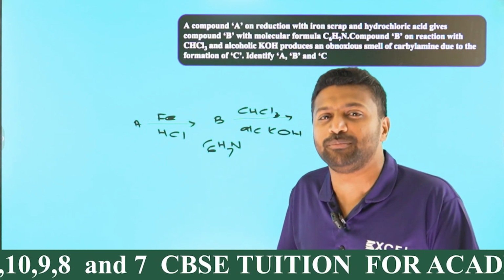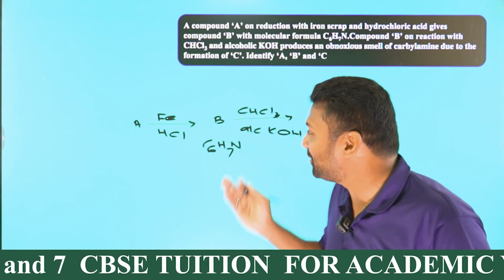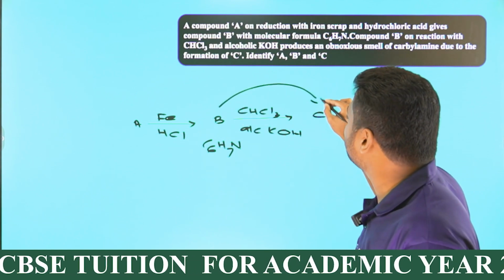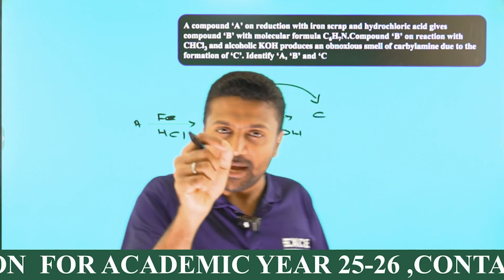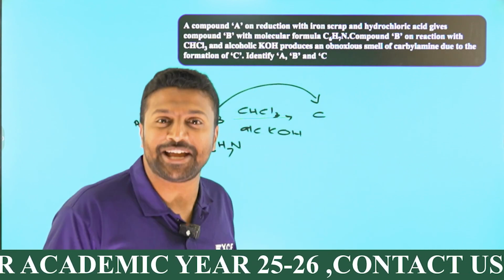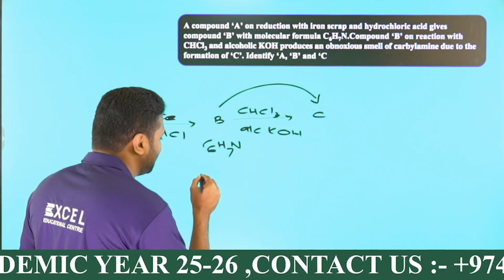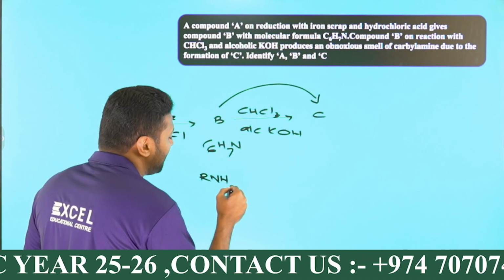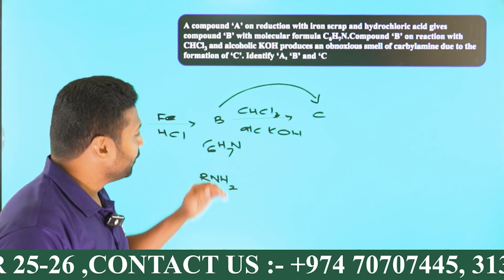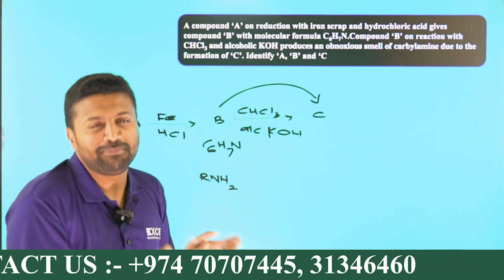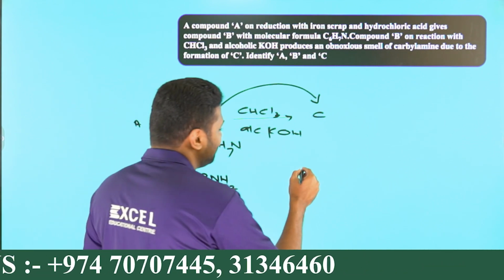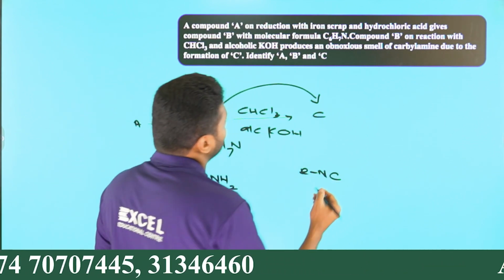A to B or B to C? Your answer will be B to C, because I know B to C is the carbyl amine reaction. Who will undergo the carbyl amine reaction? Carbyl amine reactions are given by primary amine, RNH2. During that reaction, primary amine passing over chloroform and alcoholic KOH, NH2 will become NC, which is called isocyanide or carbyl amine.